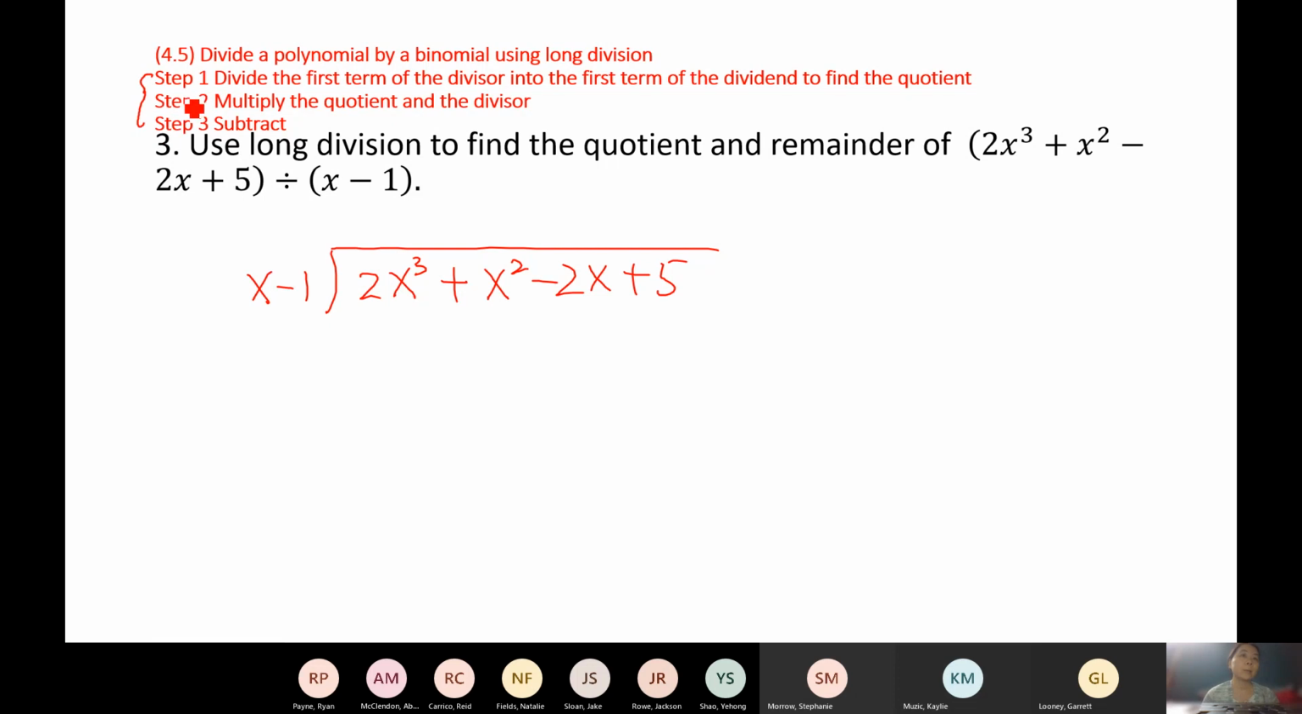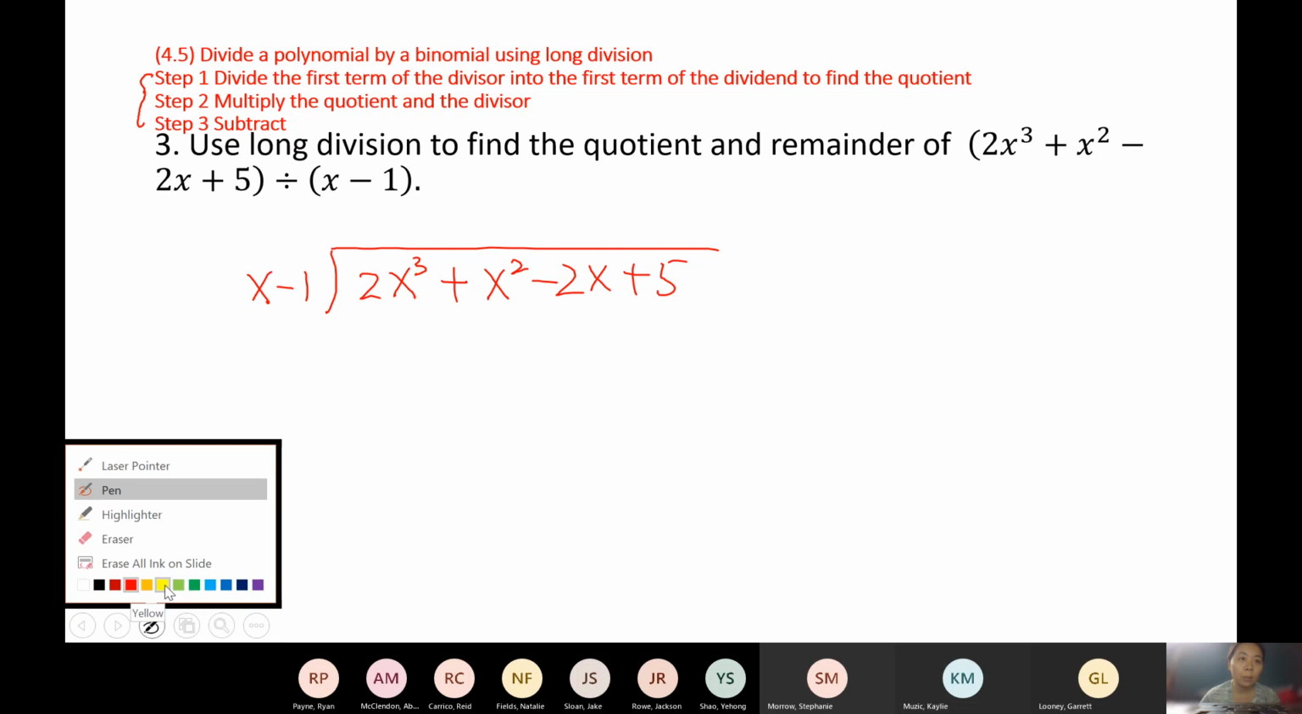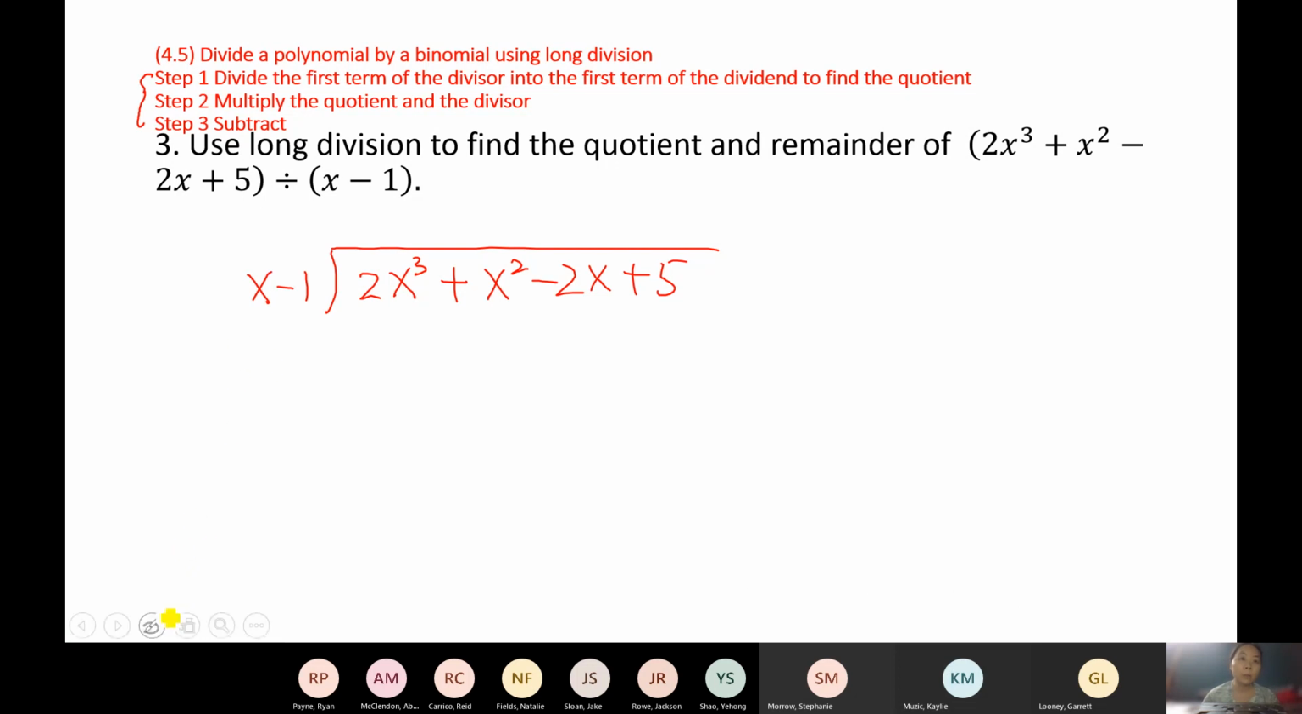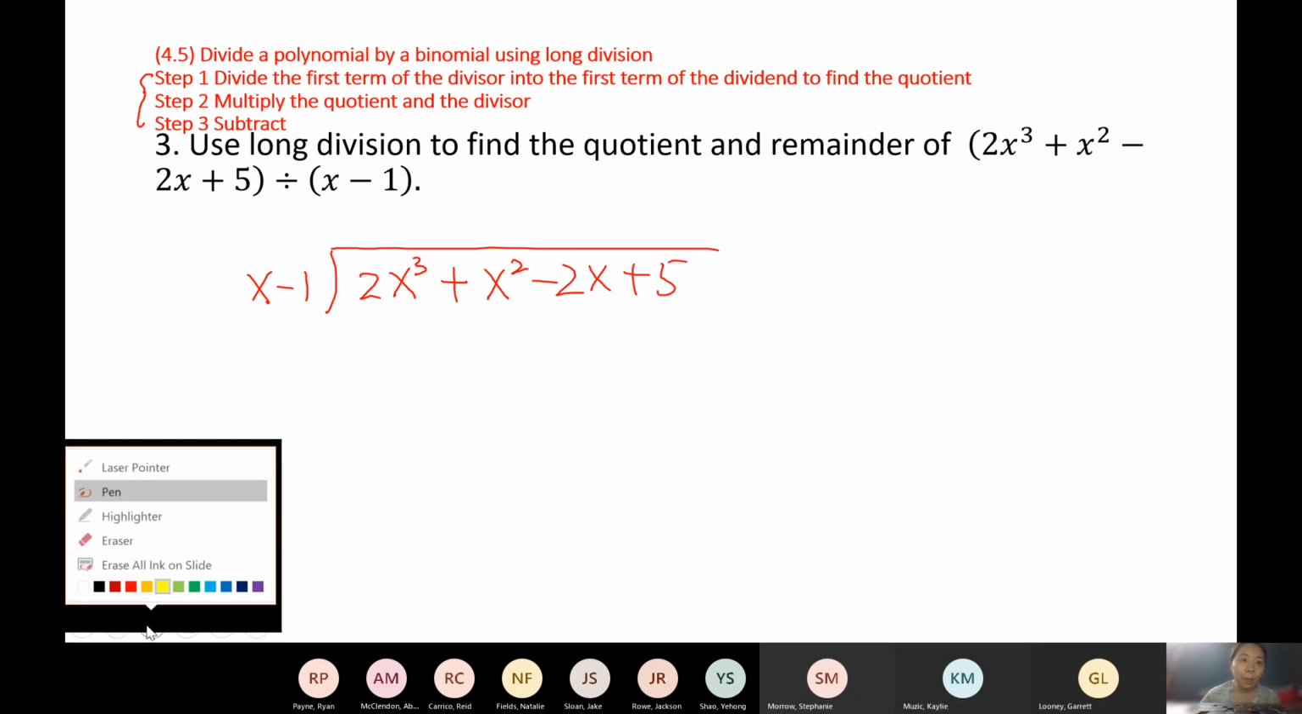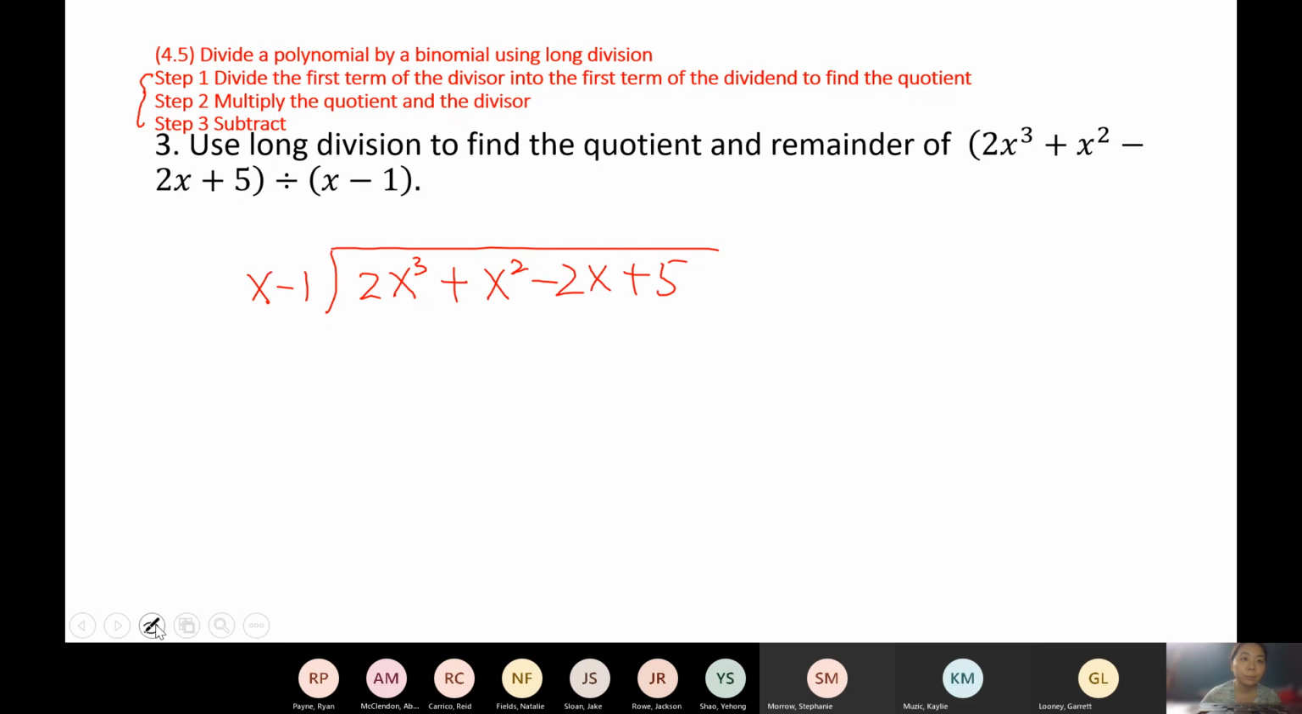So there are these 3 steps. First, you divide the first term of the divisor into the first term of the dividend. So when you're trying to determine the quotient, similar to long division of numbers, you're going to try to figure out how many times this goes into that. You just need to look at the first term in order to figure out the quotient. So divide x into 2x cubed.